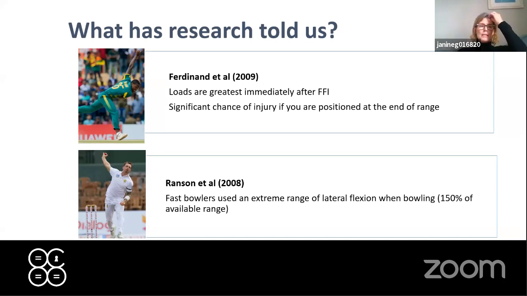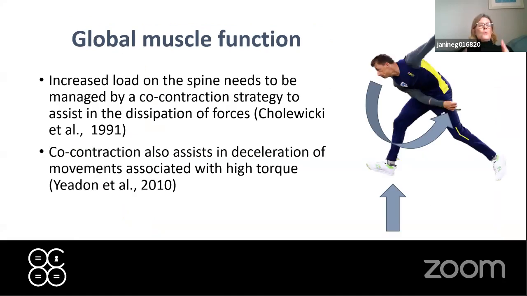Craig Ranson did a lovely study where he found that fast bowlers actually used an extreme range of lateral flexion when they bowled, compared to an active lateral flexion measurement prior to the bowling analysis. In fact, they almost used about 150% of available range. So we need to be aware that we need to deal with a lot of these loads.